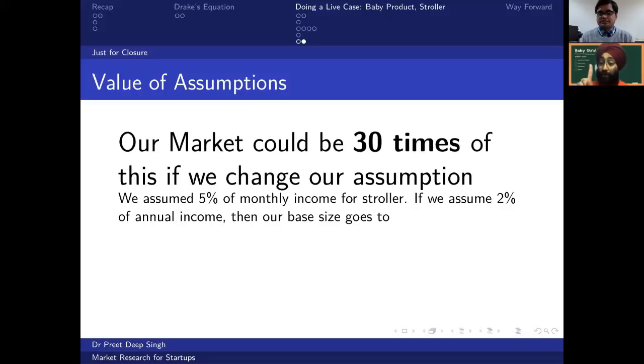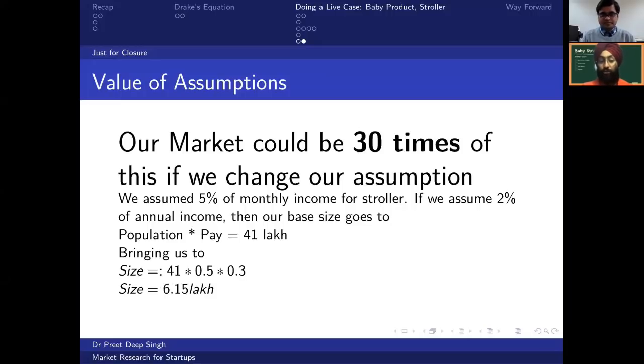We've just changed one assumption, right? Price point is the same, cities are the same, everything is the same, right? If we change that, then our base goes to 41 lakh. There are 41 lakh people who earn enough to spend 2%, that is 25,000 of their annual income on this, right? So with 41 lakh of total people who can pay, we have a market size of 6.5 lakh, right?